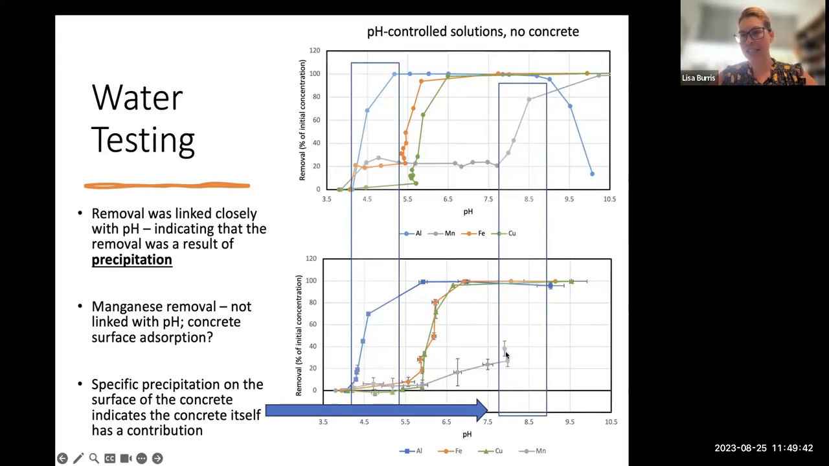We saw an increase in the range where the manganese precipitated out at higher pH, but we still see a removal of that material before that level as well.